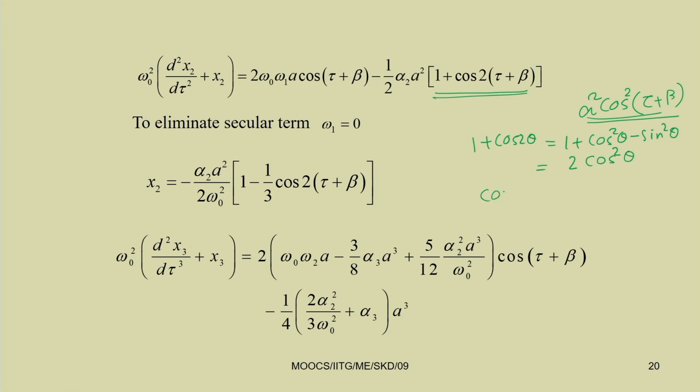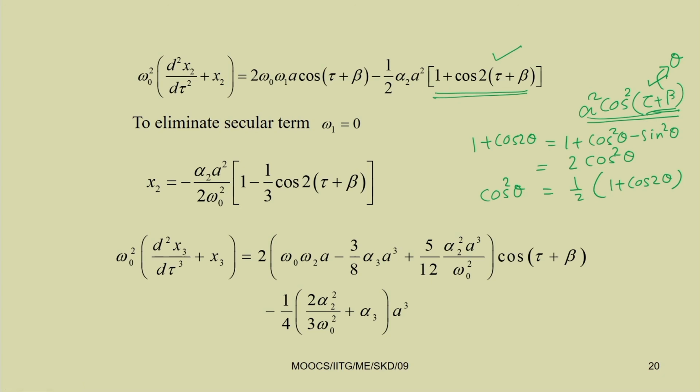So cos square theta can be written as half of 1 plus cos 2 theta. If you equate this to the earlier equation, we have cos square of tau plus beta, where tau plus beta is theta. So cos square theta becomes half into 1 plus cos 2 theta, and that is written here. Minus half alpha 2 a square is kept here, with 1 plus cos 2 of tau plus beta. This way you can expand the second term.